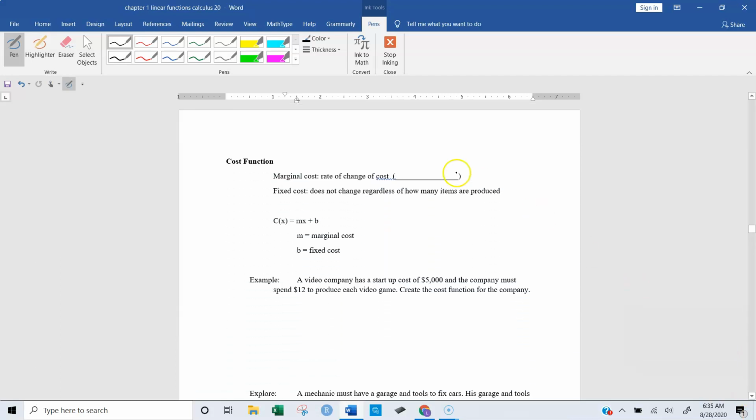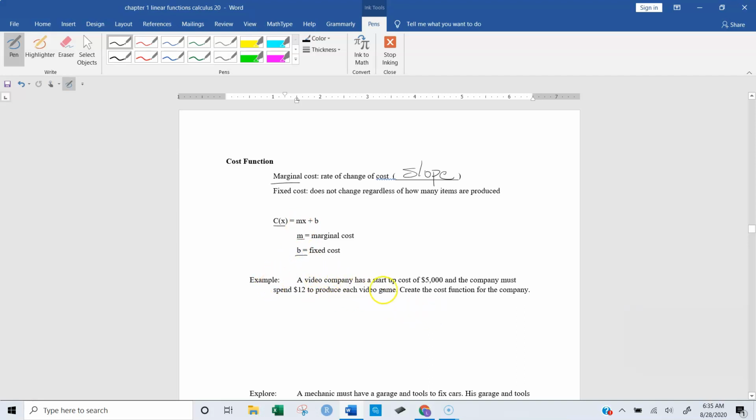Marginal cost, rate of change. Marginal cost is the rate of change of cost. So how is the cost changing? Remember, change is always your slope. So this is nothing new, just different words. So marginal cost, that's what the C of x stands for, is mx plus b, because it is just linear. M, marginal, is the slope. B is my fixed cost, or my y-intercept.